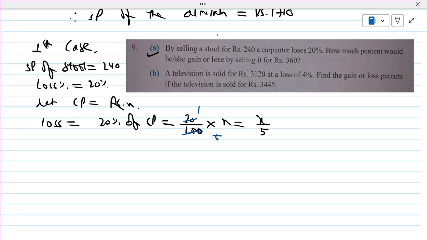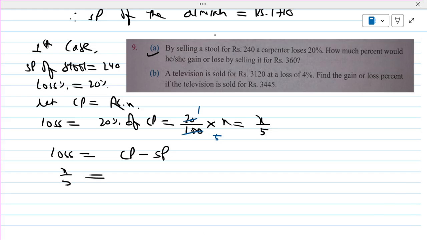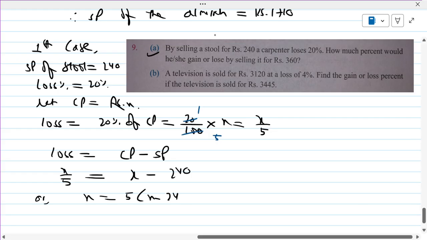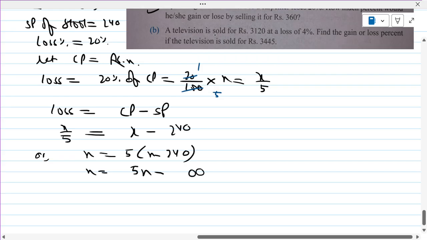Once you got that, now use the formula loss equals CP minus SP. So loss is X by 5, CP we supposed X, and SP is given as 240. So go for cross multiplying. X equals 5 into (X minus 240). So X equals 5X minus 5 into 240, which is 1200.